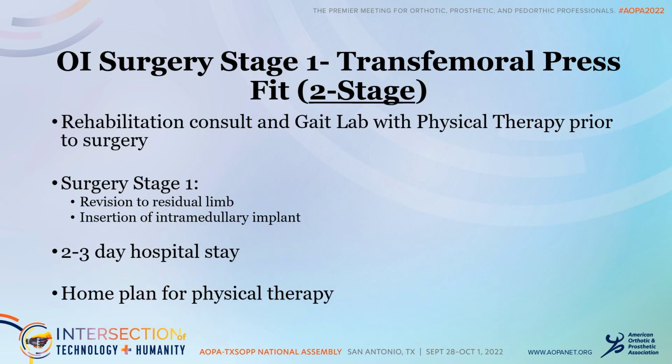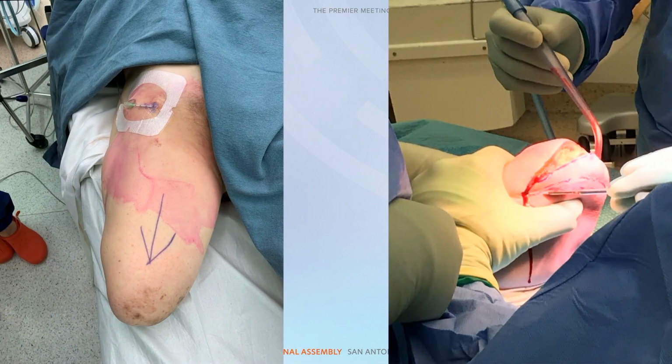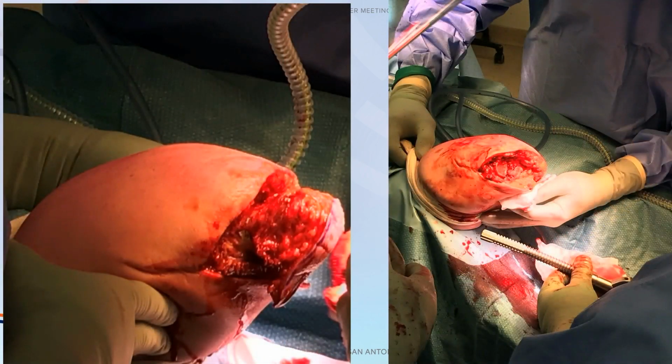So what does that look like? There's obviously the initial evaluation, a hospital stay for about 2 to 3 days if we're doing a 2-stage technique. This is what a first-stage press fit osseointegration procedure looks like for a femur.